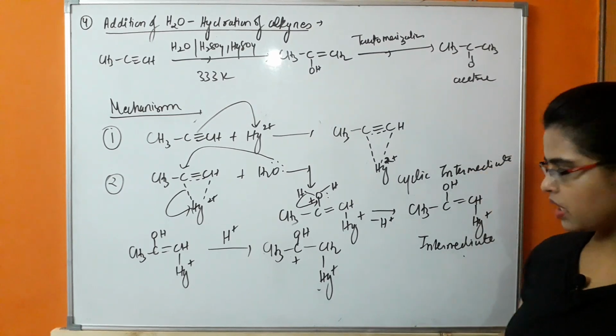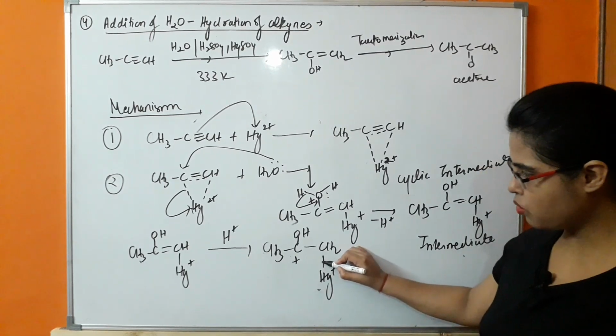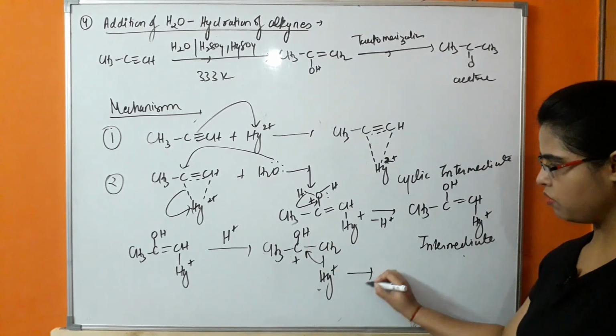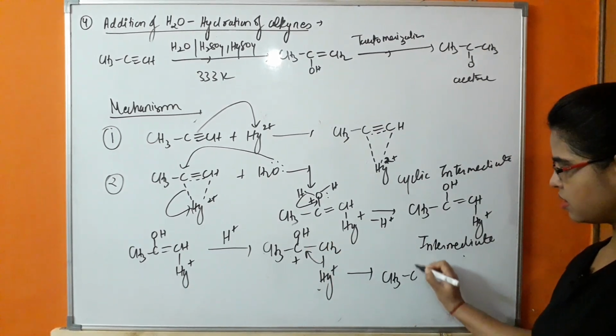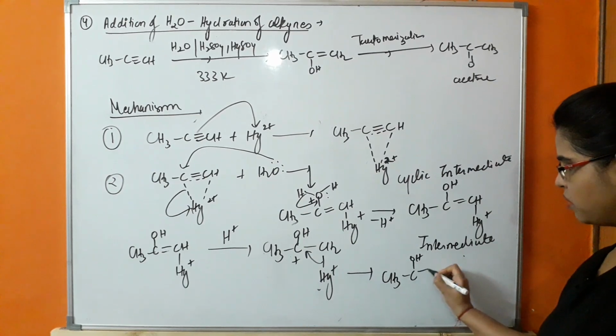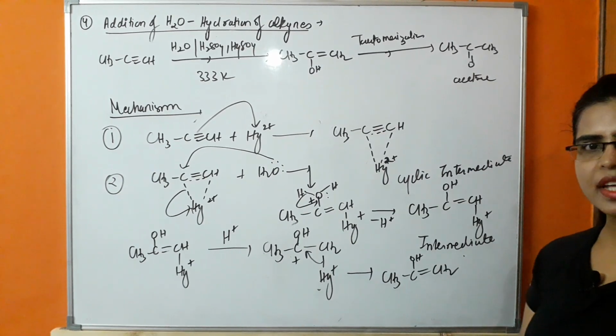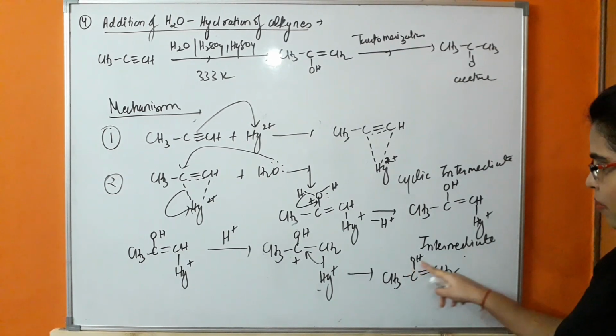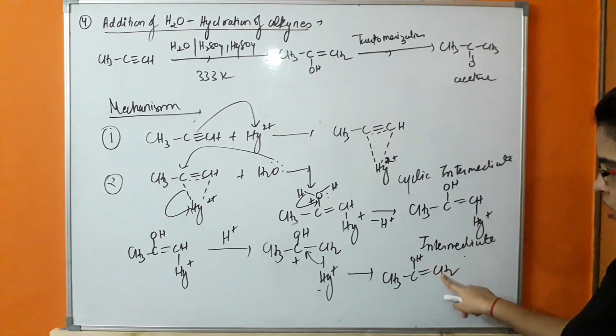So what will be happening? This Hg+ will donate its electron. So there will be formation of CH3, COH, double bond, CH2. The enol, C=C with OH, is less stable in comparison to C double bond O. So what will be happening? This hydrogen will come on this carbon.